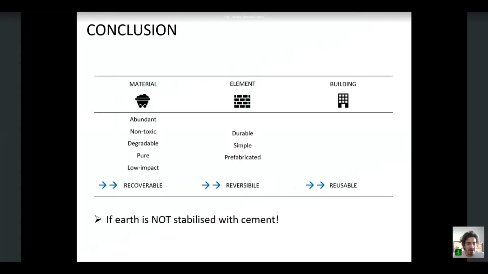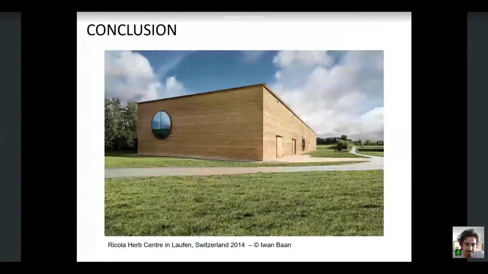However, a very important remark to be made is that these circular qualities are only valid if earth is not stabilized with cement. And therefore, I would like to finish with this example. So here, instead of cement stabilization, the building was designed with the principle of calculated erosion. And this significantly reduces the weathering of the facade while retaining all these circular qualities of earth.